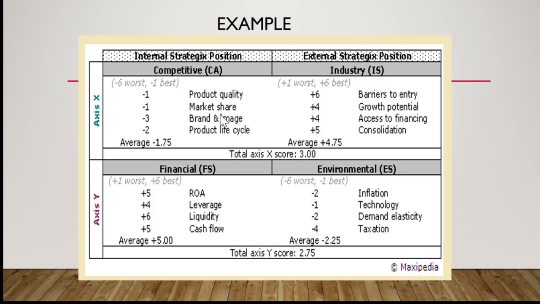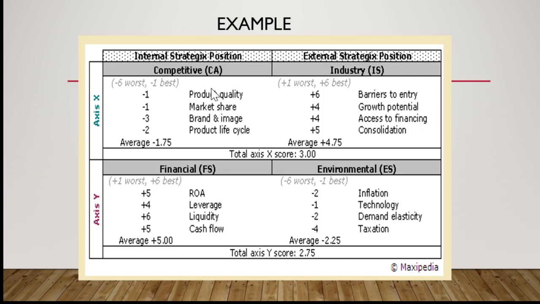So, we have here factors or variables under competitive advantage. Okay? So, competitive advantage and financial strength are under internal strategic position, while external strategic position has the industry strength and the environmental stability. Okay, pero ang pagsasamahin natin yung parehas na nasa x-axis, which is the competitive advantage and industry strength, and yung y-axis natin yung financial strength and environmental stability.